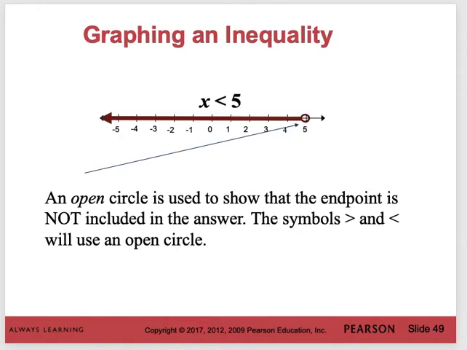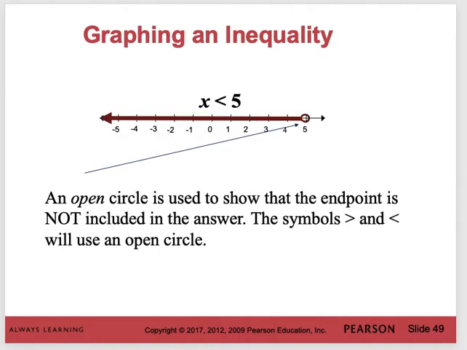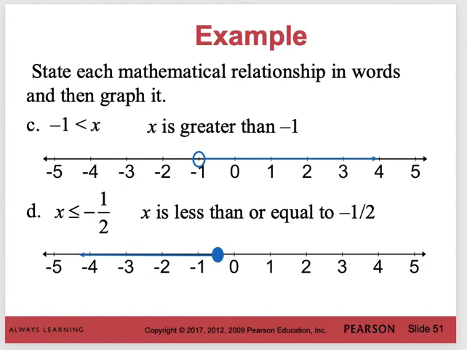An open circle shows that the number we're starting at is not included. If this said, on the previous slide, equal to 3, then a closed circle is used. So x is only less than, it is not equal to 5, so we use an open circle. So here are just some more examples of how we would graph. If x is less than 4, x is greater than or equal to 3, -1 is less than x, x is less than or equal to -1.